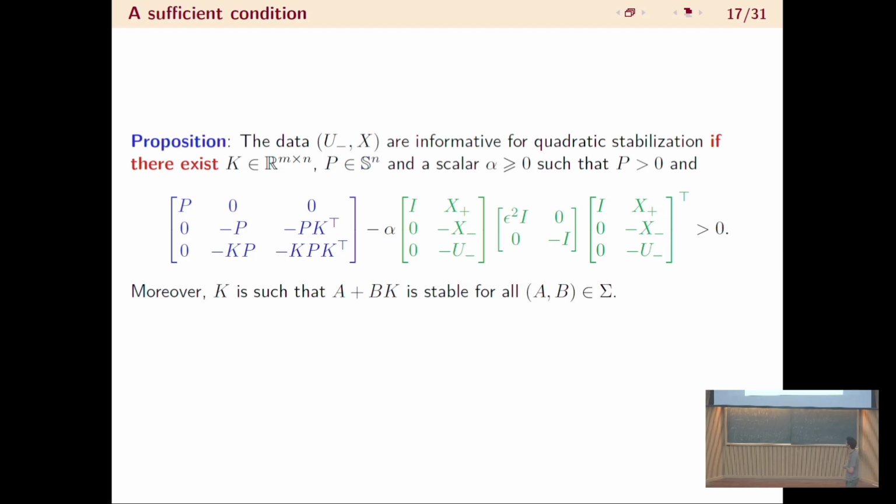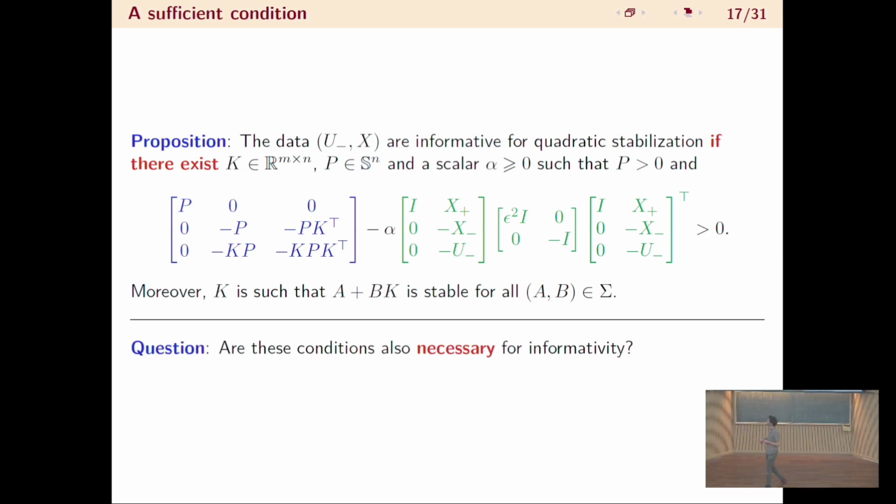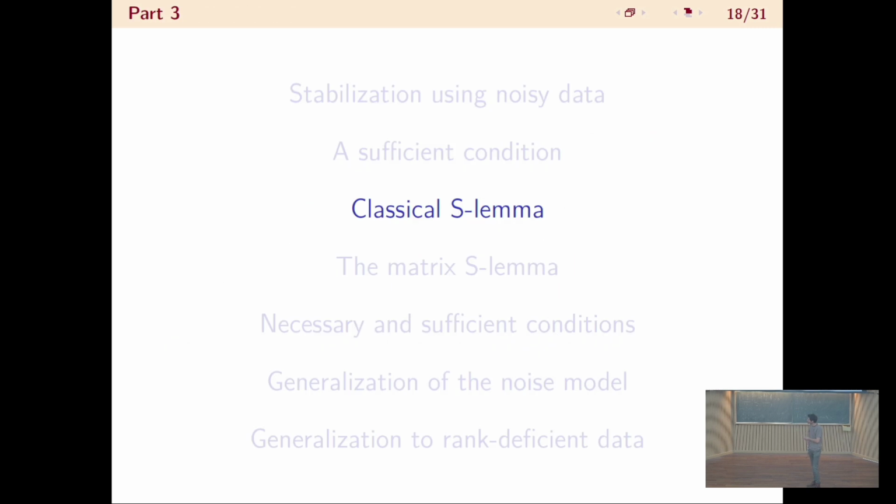Well, but so far, the proposition that we have established is only an if condition. So we have now a sufficient condition for informativity for quadratic stabilization. At the moment, it's not clear whether this is also necessary or not. So the big question is, are the conditions that we just obtained also necessary? Well, the answer to that question is not so easy. In fact, we need some tools to find that out. In fact, for that, I need a matrix version of the S lemma. But to start, I want to start just with the classical version of the S lemma.